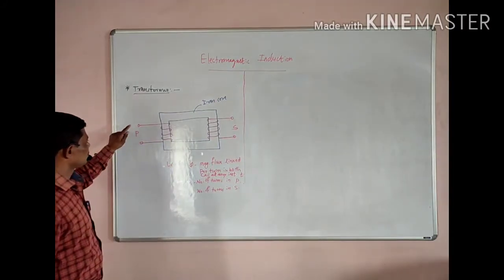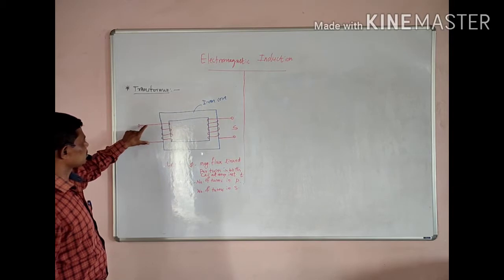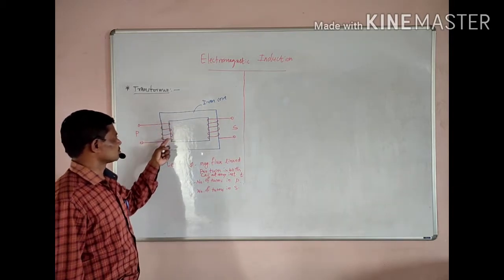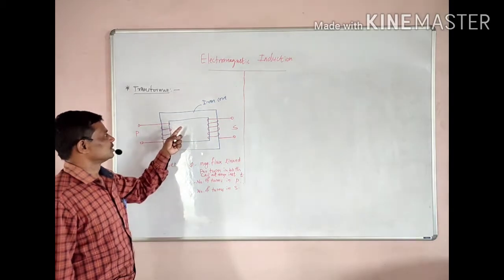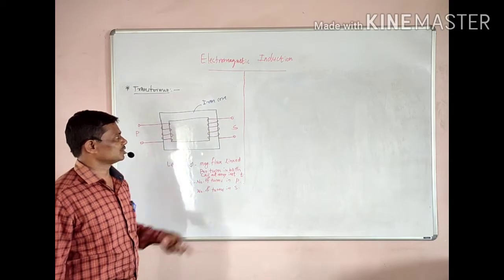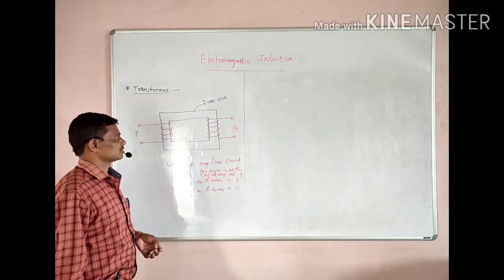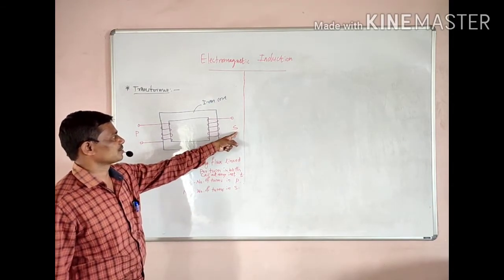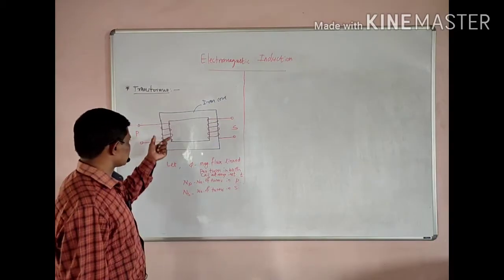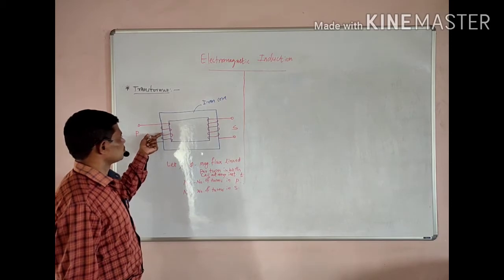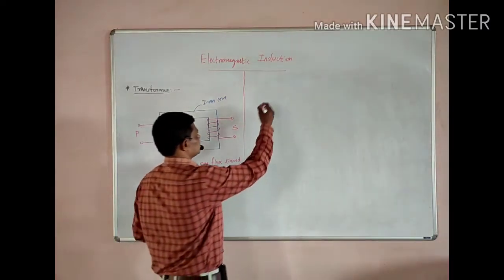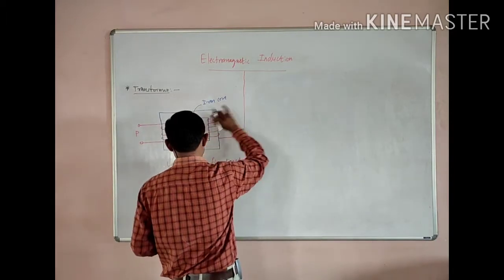Then, when we apply AC voltage across the primary coil, the magnetic flux linked with this primary coil goes on changing. Due to this, the magnetic flux linked with the secondary coil also goes on changing, and EMF is induced here, which is either step up or step down. We can also say that this is called the input coil and this is called the output coil.